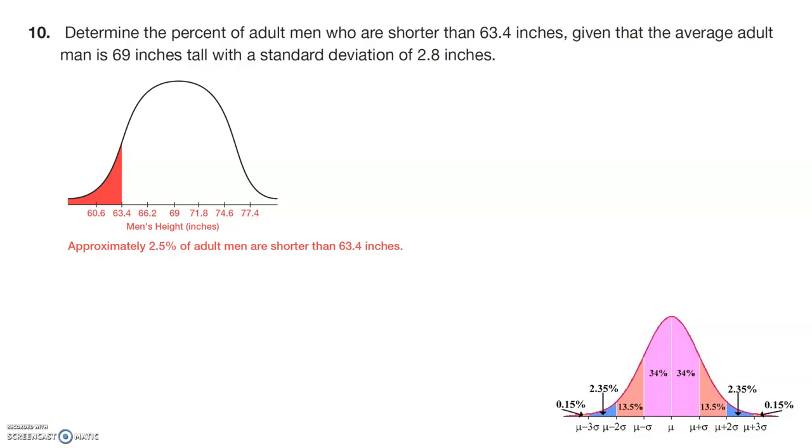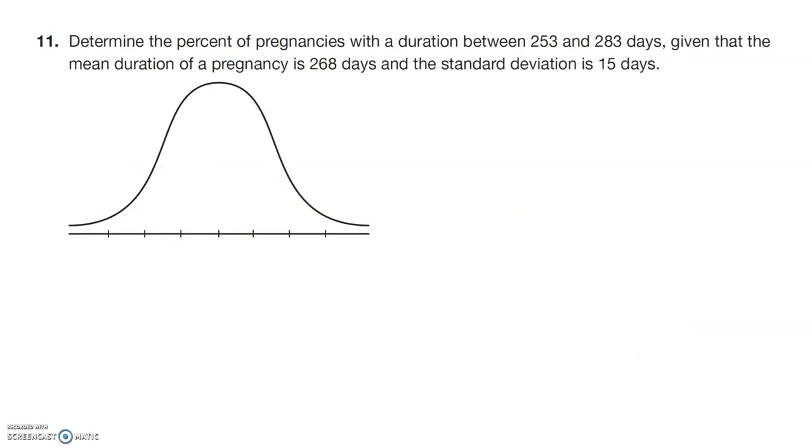Okay, for the next example, I'm not going to use the empirical rule, but rather GeoGebra. So it says, talking about pregnancy, determine the percent of pregnancies with a duration between 253 and 283 days, given that the mean duration of pregnancy is 268 days.